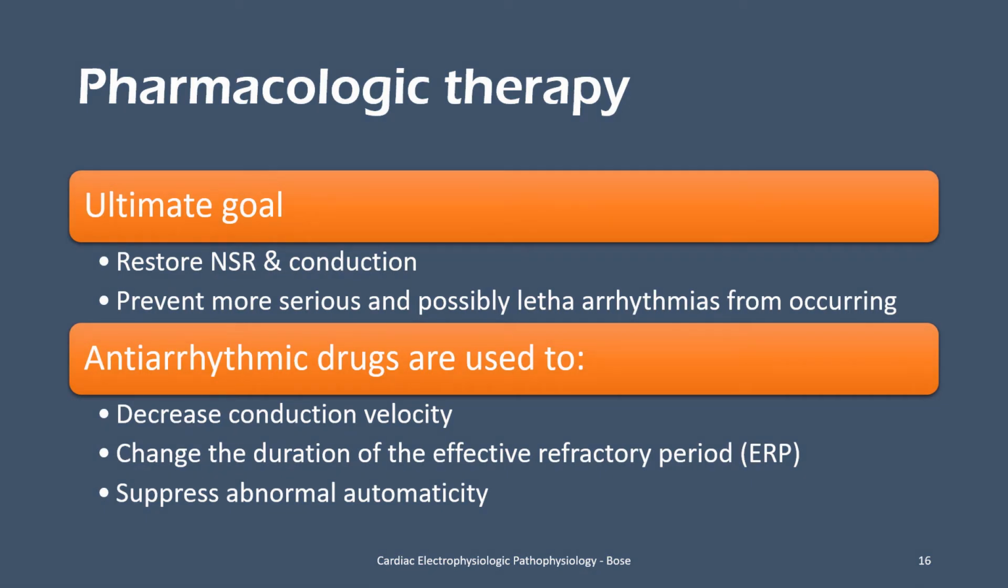The ultimate goal of drug therapy is to restore normal sinus rhythm and conduction in the heart. It prevents more serious and possibly lethal arrhythmias from occurring. The antiarrhythmic drugs that are used will decrease the conduction velocity so as to allow more time for the electrical signal to travel, change the duration of the effective refractory period, and then suppress abnormal automaticity, where certain parts of the heart start beating on their own, leading to complete disorganization.